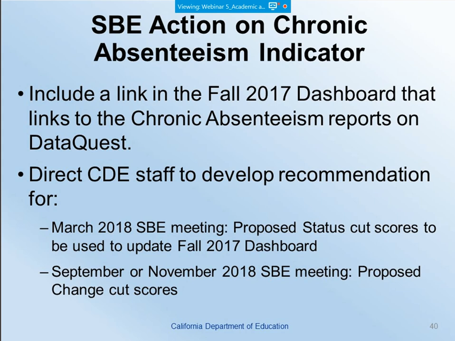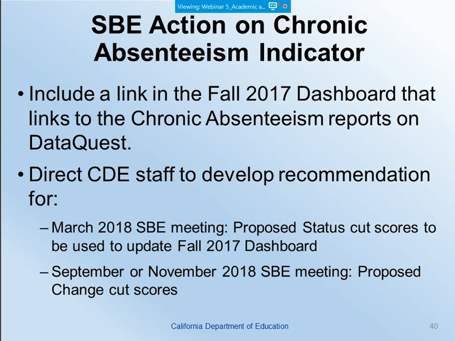Of course, we still have some work to do. We have to set distributions and do some analysis, and we'll be bringing that back to the board in March for them to make a decision about the proposed status cut scores. If they make the decision in March, we will update the dashboard to include chronic absenteeism.